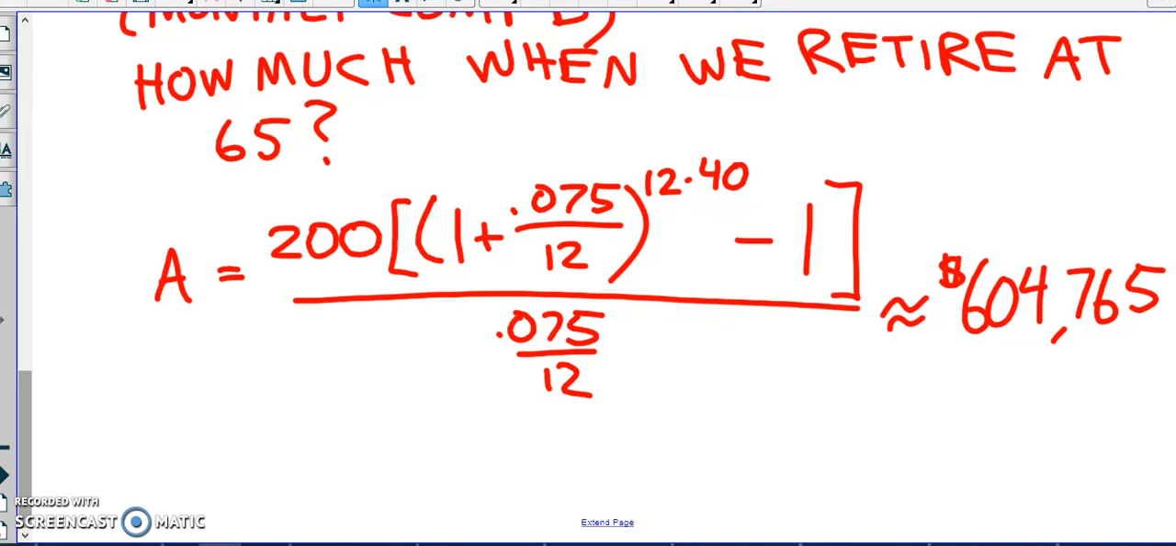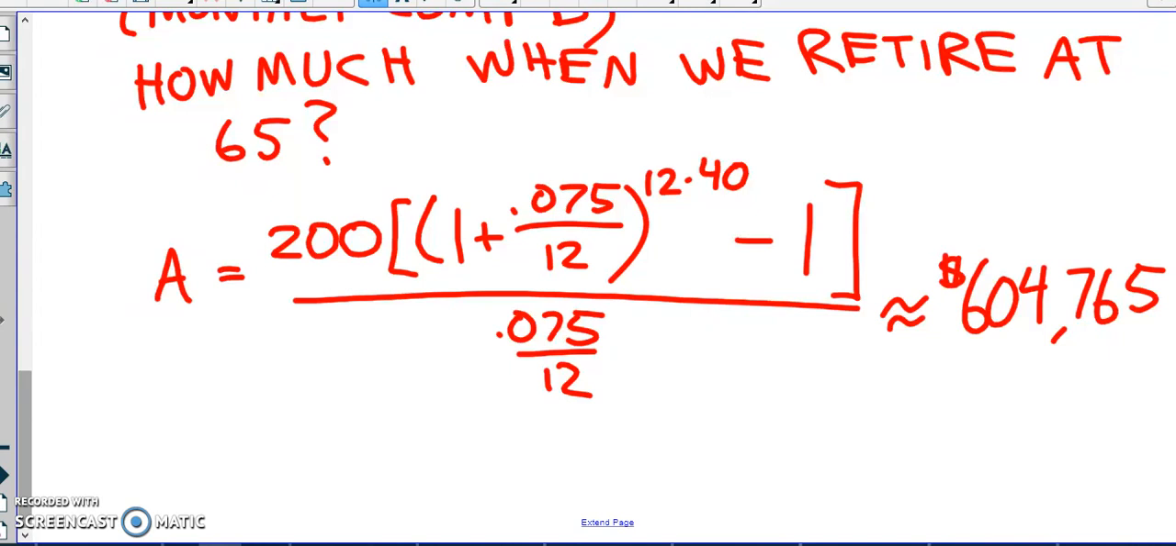Now, if you're interested in this, no pun intended, the interest on this account would be if I take that number and subtract 40 years worth of payments at $200 a piece. So 200 times 12 payments a year times 40. If I subtract that amount from the $604,000, I get $508,765, which means that in this annuity, basically, I put in a little less than $100,000 and got $500,000 in return because of the amount of interest.